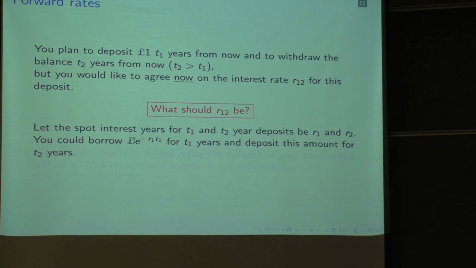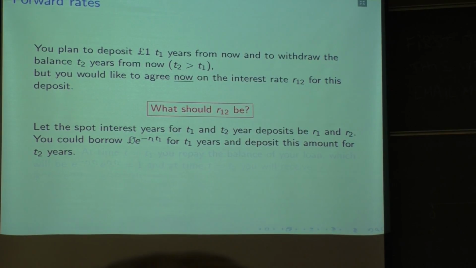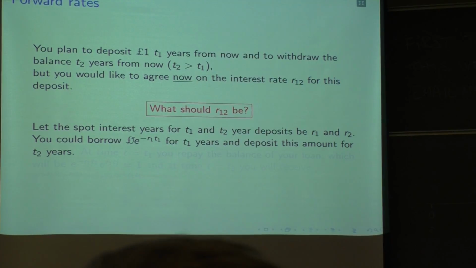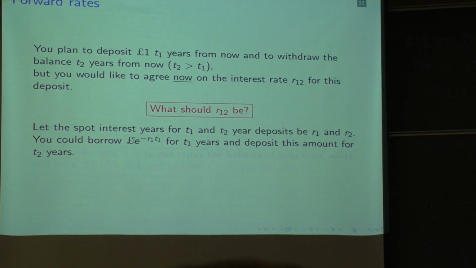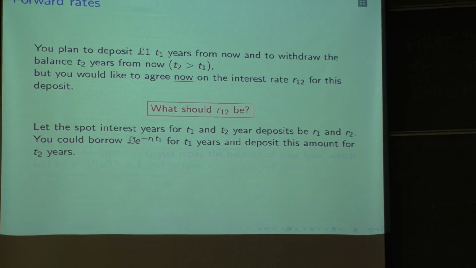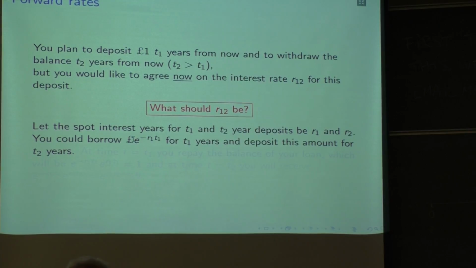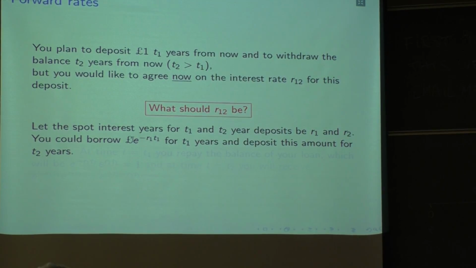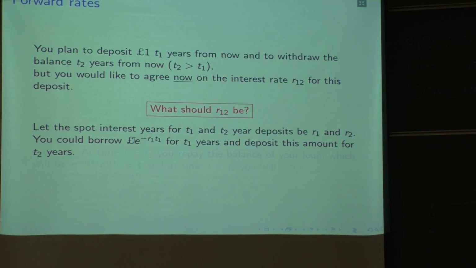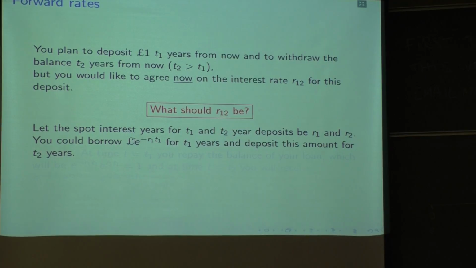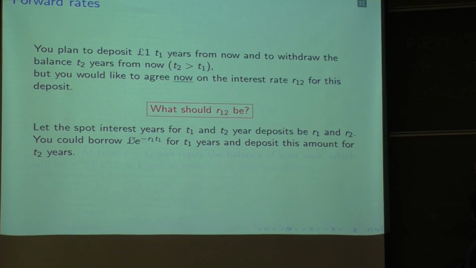Don't look at me. Look at your piece of paper. The answer is 3 letters. 1, right? The amount of money times e to the interest rate times time. E to the minus r1 t1 times e to the r1 t1, which happens to be 1. Okay, so you do that. At time t1, someone comes to you and says, I want £1. So you deposit £1.